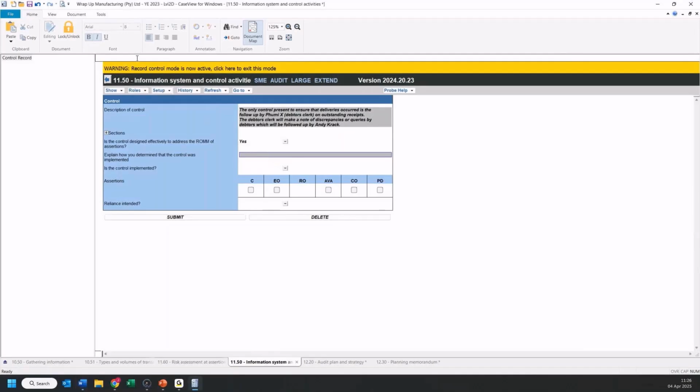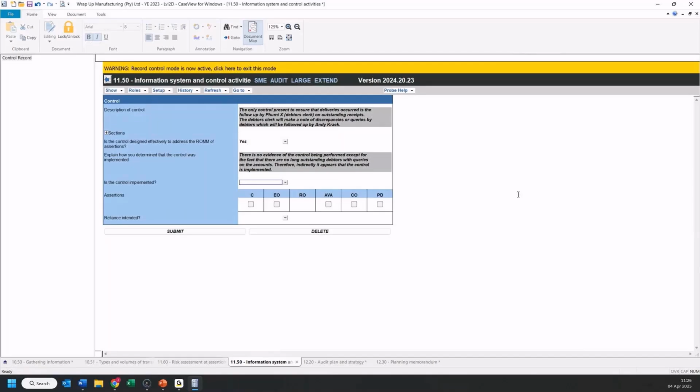So then perhaps something along the lines of saying, there's no evidence of the control being performed. And here again, I'm maybe cheating a little bit. I'm typing the response for you here, or just copying and pasting. But there's no evidence of the control being performed, except for the fact that there are no long outstanding debtors with queries on the account. So it indirectly looks like she has picked up anything, if there were any, because we don't have any debtors that are long outstanding and querying the items. So maybe all the sales did actually occur.